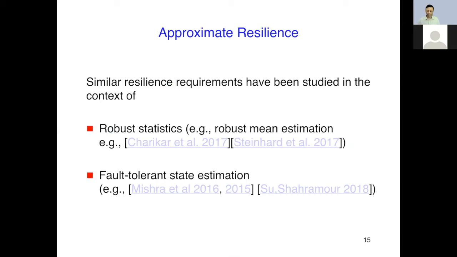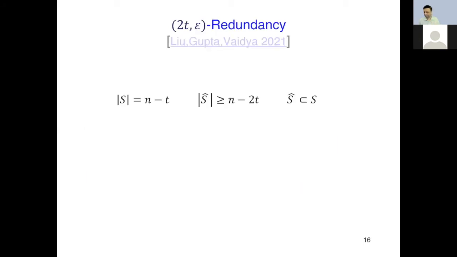These kinds of resilience requirements have been considered in other settings as well, in the context of robust statistics, particularly robust mean estimation, and in other contexts such as fault tolerant state estimation. Here we are considering the resilience in the context of distributed optimization, where the global cost function is a summation over the cost functions of the individual agents. So to achieve this weakened approximate resilience property, we're going to introduce a different notion of redundancy, which is a relaxed notion compared to the 2T redundancy we saw earlier.